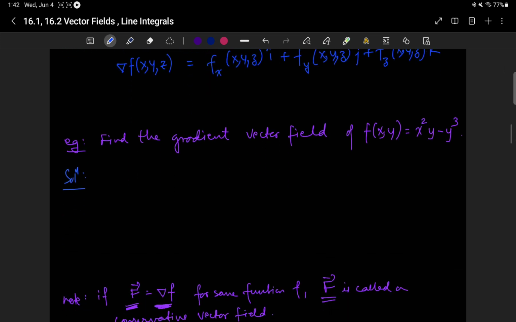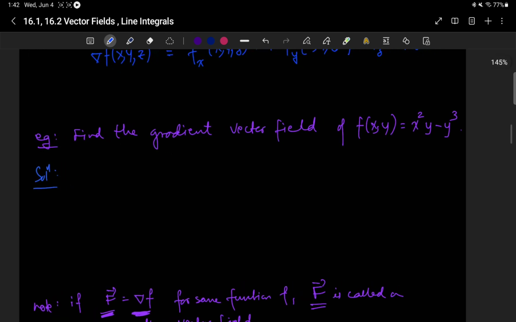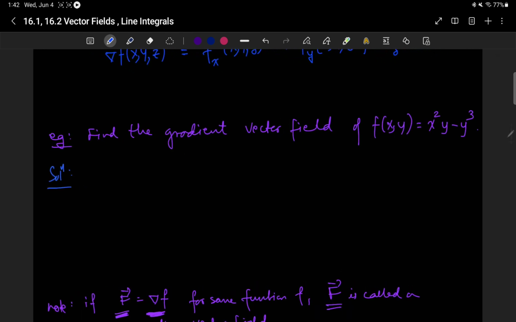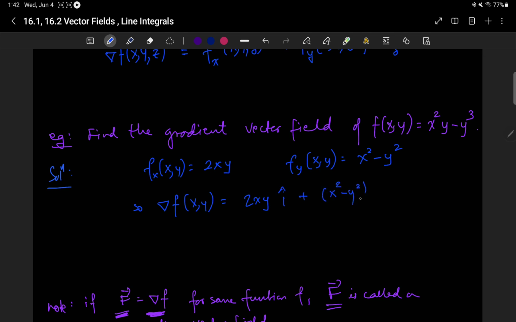Simple problem here. Find the gradient field of this given function. So all we have to do is find the partial with respect to x is 2xy, partial with respect to y is x squared minus y squared. So the gradient field del f xy, you can either write this as 2xy i cap plus x squared minus y squared j cap, or you can use the more concise notation for vectors, which is using the square bracket, triangular bracket, I guess.